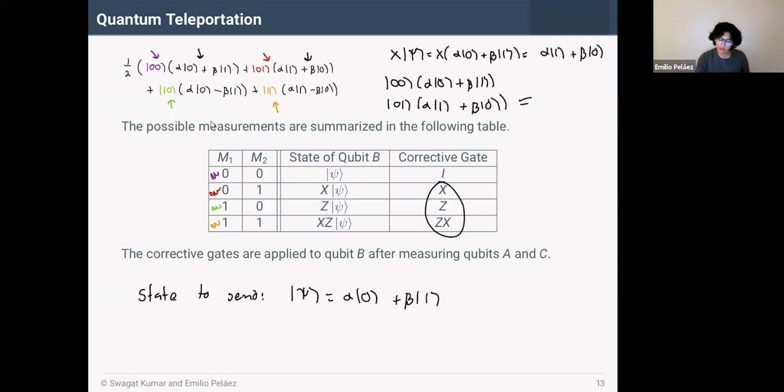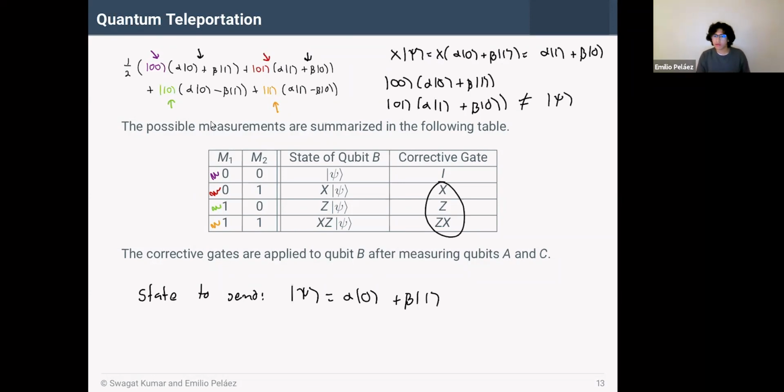This is not equal to psi. But applying an X gate to this will simply give us the state psi that we wanted. And the same with the other ones. When we measure 1, 0, we just have a negative phase on the ket 1, which can be corrected by a Z gate. And when we measure 1, 1, we just have a negative phase first applied to the ket 1, and then we flip the kets, and we can correct that by doing the inverse operation, that is first flipping and then applying the negative phase.